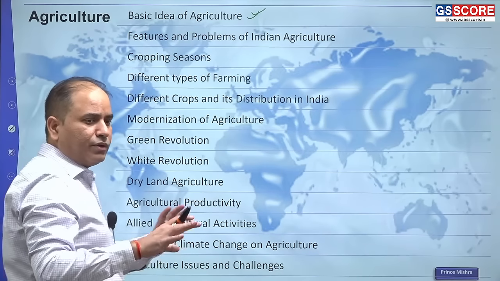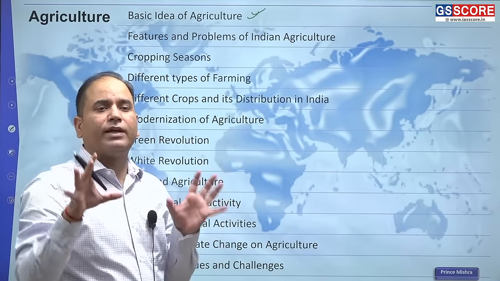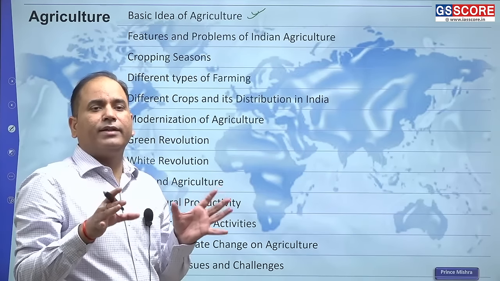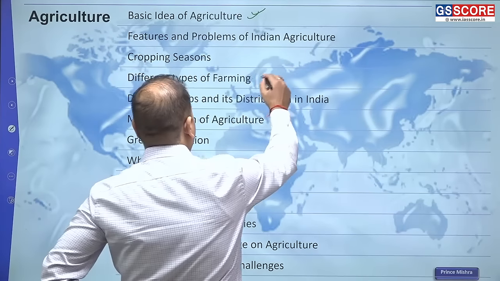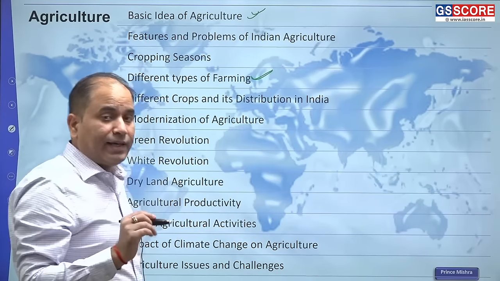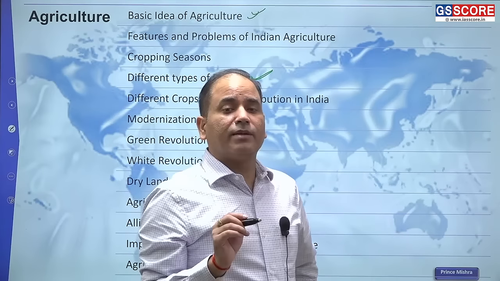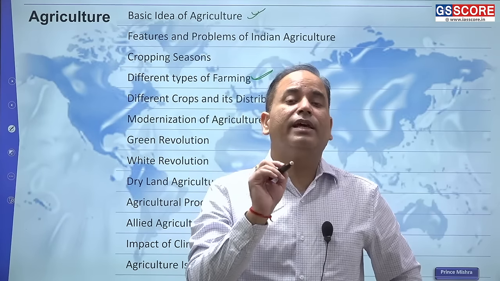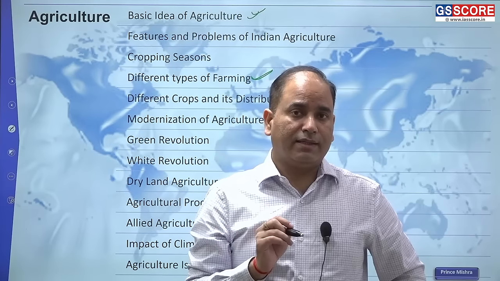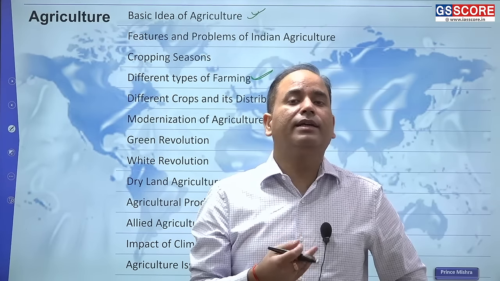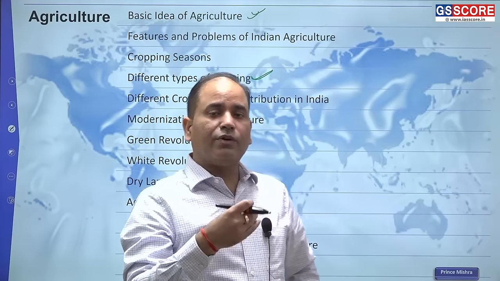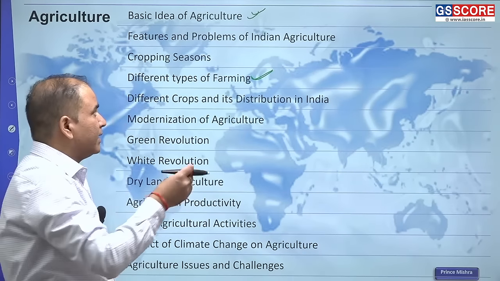Then also you need to know what are the different types of agriculture being performed, what are the different types of farming being done. So the different types of farming you need to know. Then from the India perspective, India is mainly an agricultural economy based country. Almost more than 50% of our population is involved in agriculture. So we need to know agriculture from the Indian perspective.